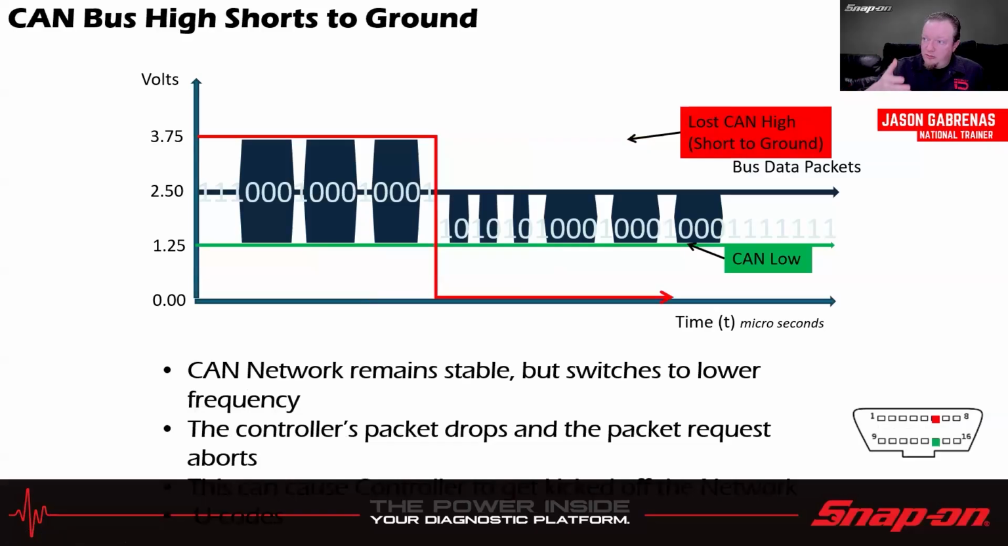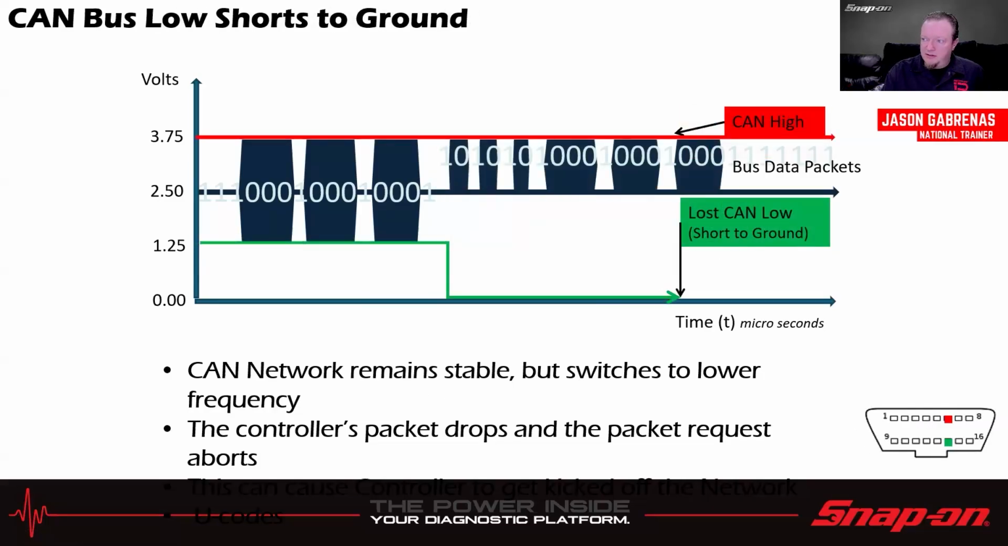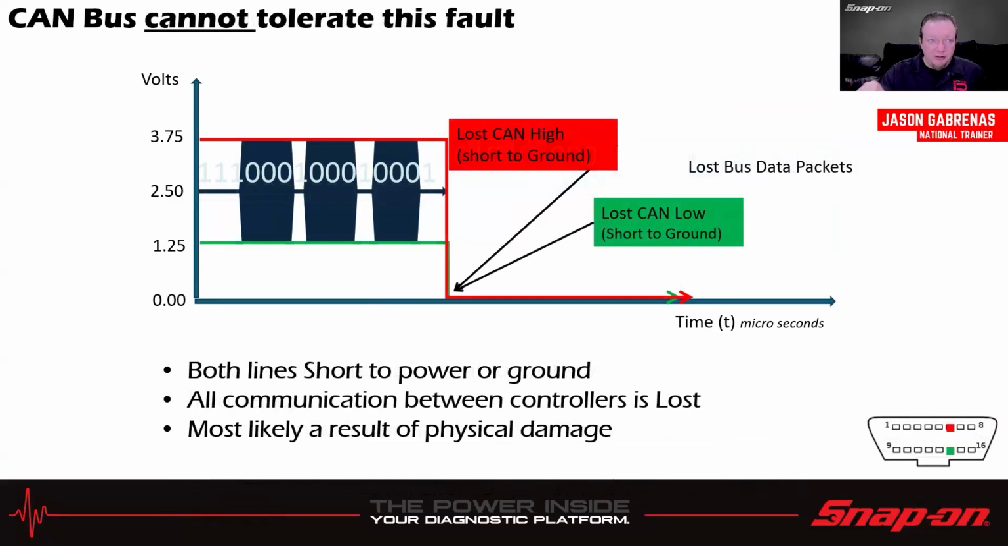If one side gets shorted to ground, a dead short to ground where nothing's going through, it'll still communicate, but at a lower frequency. Same thing with the low side, same deal. But if both of them are shorted, it's probably a break in the line. Probably got cut somewhere. All communication between controllers past that are going to be lost. Most likely a result of physical damage, like it says.